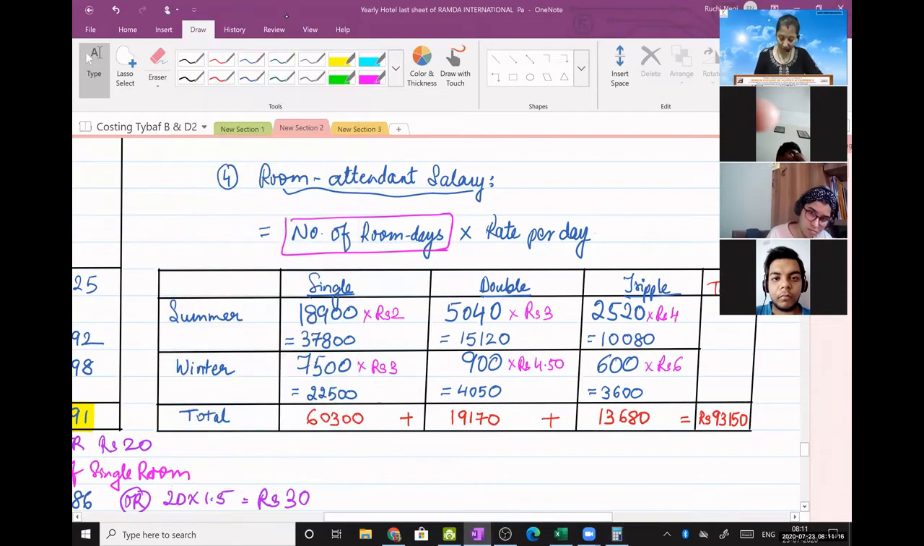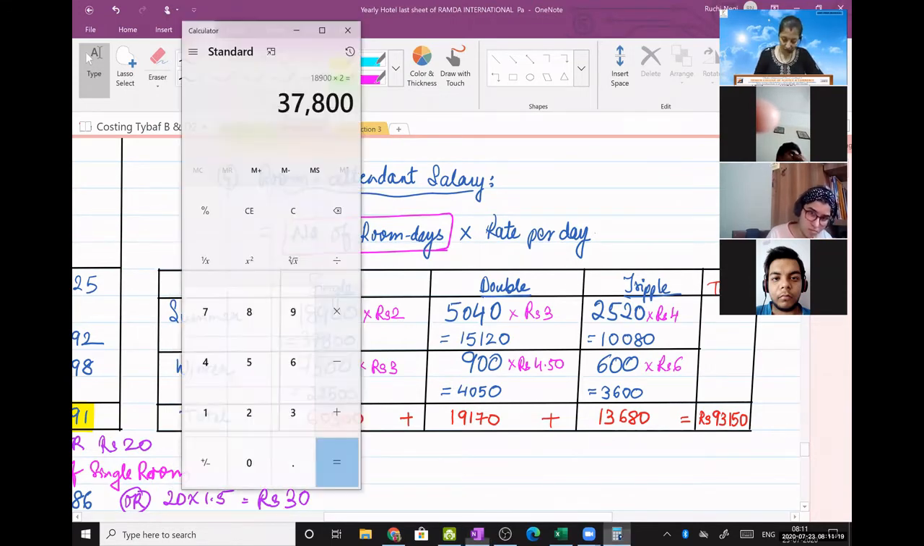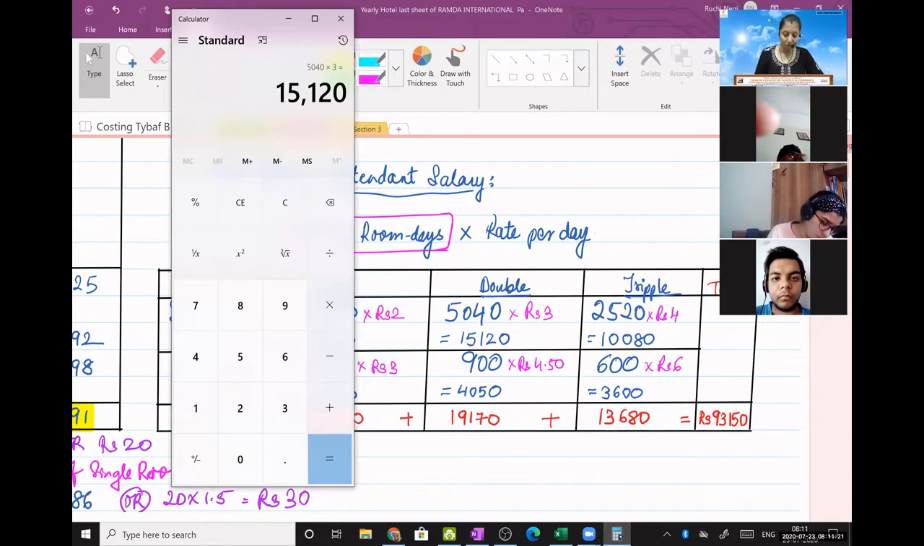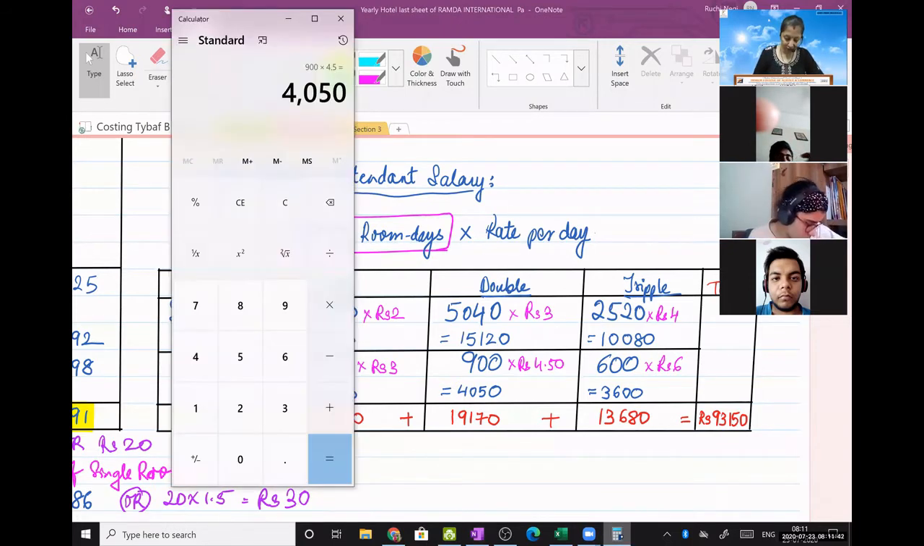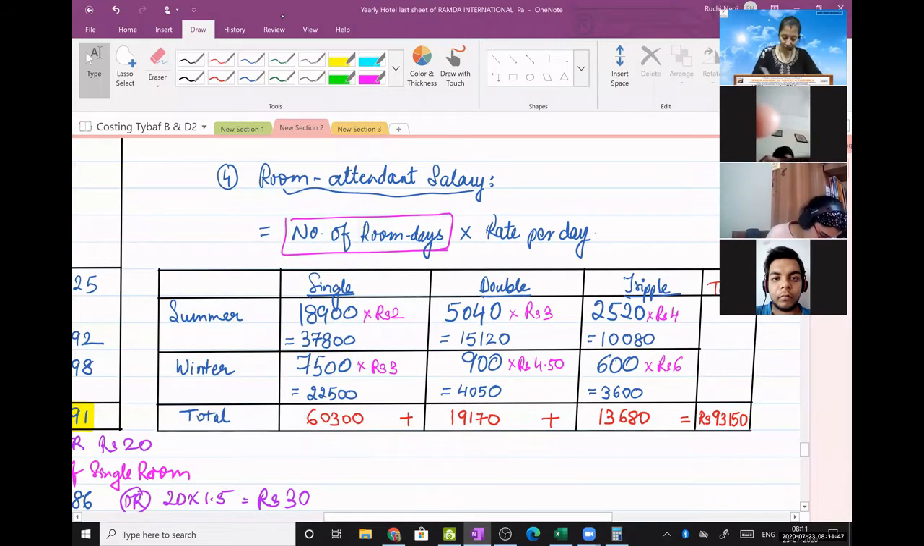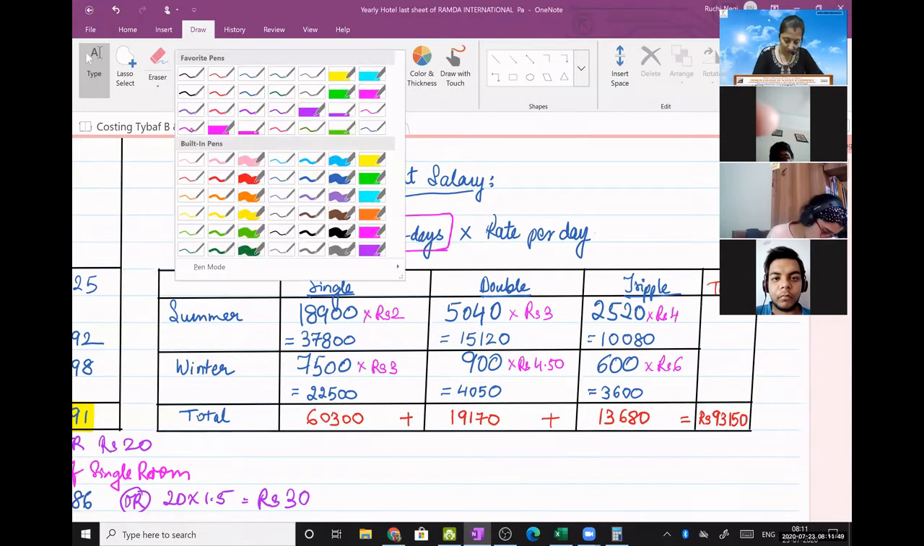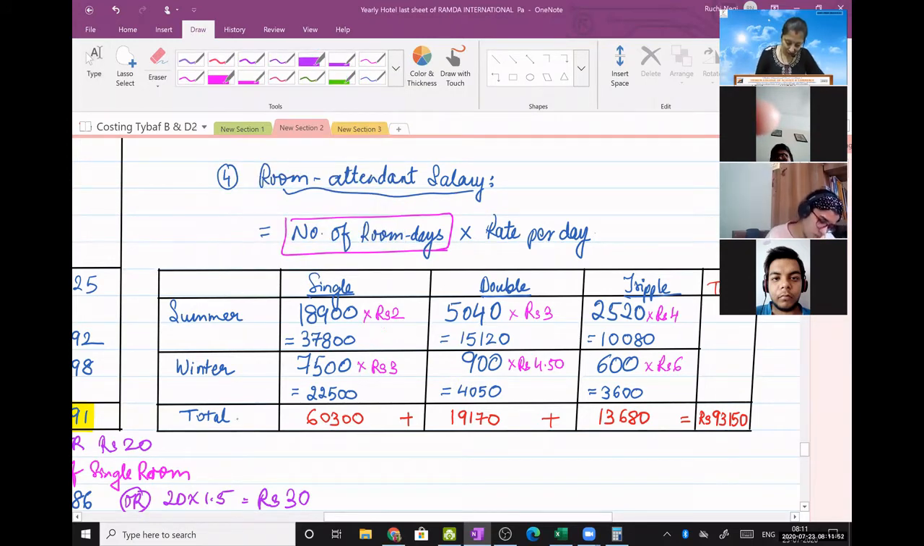37,800. Next, 5040 into 3, 15,120. Next, 2520 into 4, 10,080. 600 into 6, you can do it orally, 3,600. 900 into 4.5, 4050. Next, 7,500 into 3, 22,500. Then what? Then you have to total summer and winter.